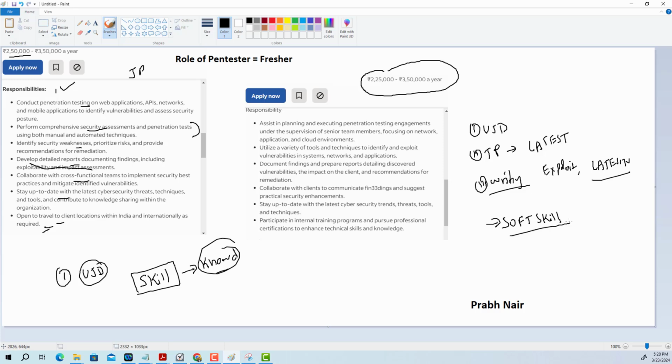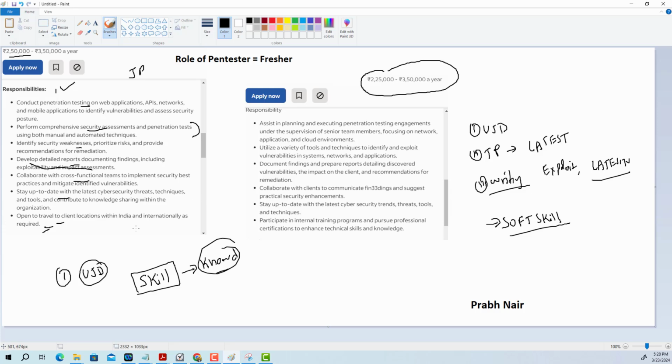Okay, so you need to develop communication examples that show how you collaborated with a team or client in the past. You should prepare to discuss how you stay current with cybersecurity trends. You should practice articulating complex security concepts in layman's terms, as you might have to do with the client. That is the most important part.